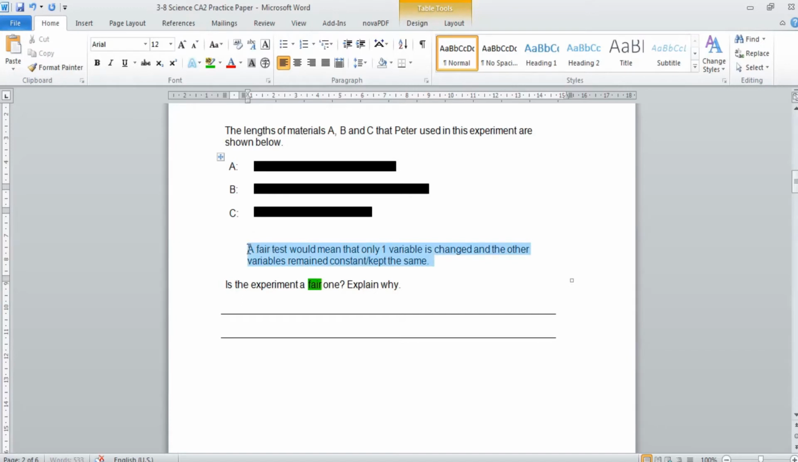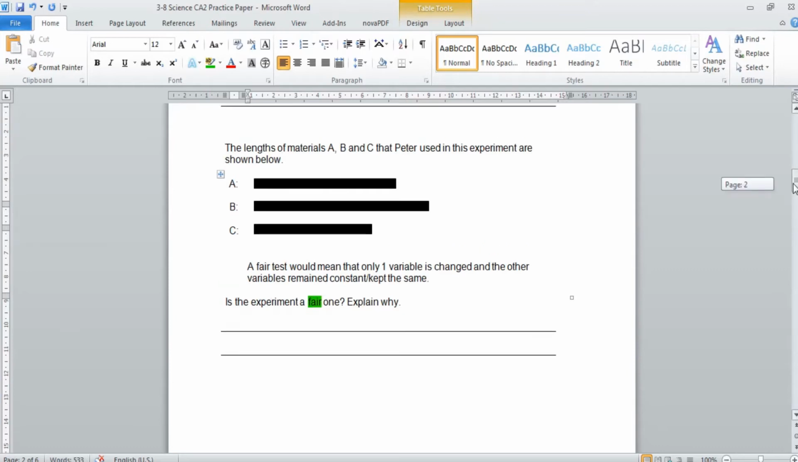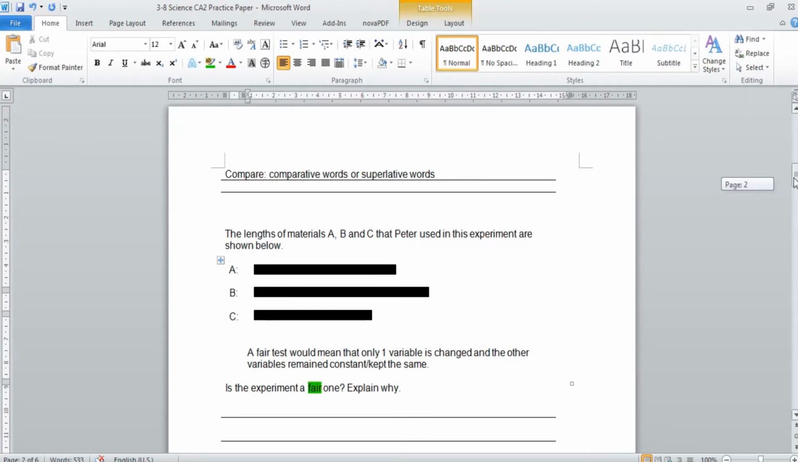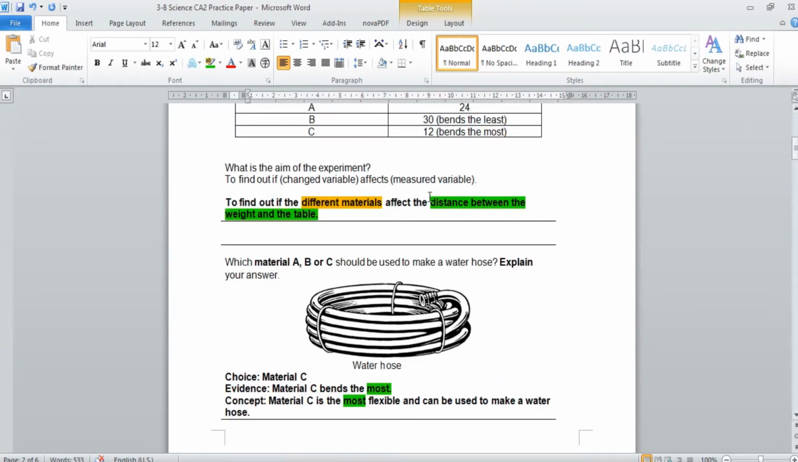Now, however, you cannot just take this statement and put it in your answer. Why? If you give me this statement, then your answer will just be another general statement, GS, right? And you wouldn't get the marks. So you always need to refer back to the question. Look at your question again and look at your aim. What is it that you are trying to find out? You want to find out if different materials affect the distance between the weight and the table. That's what you want to find out.